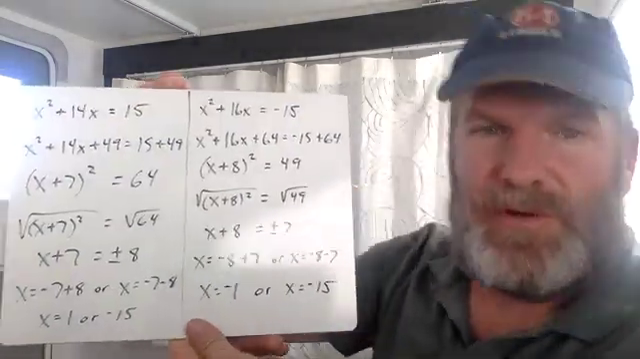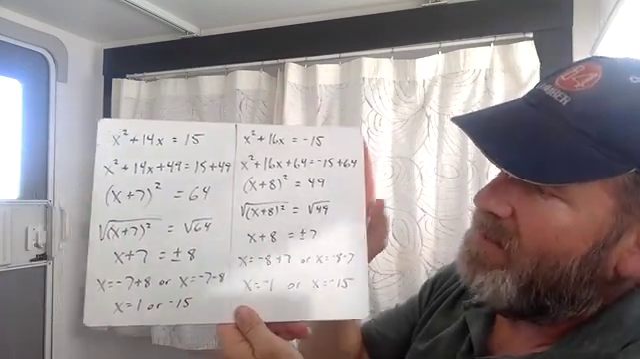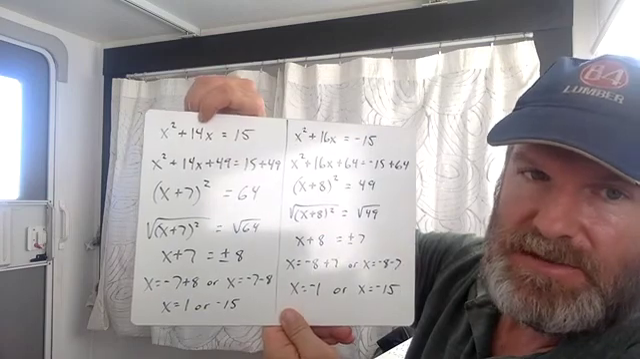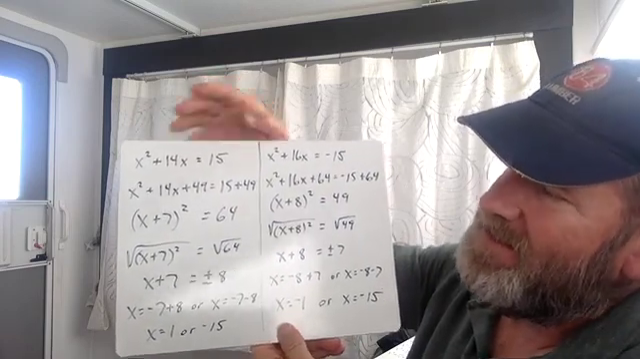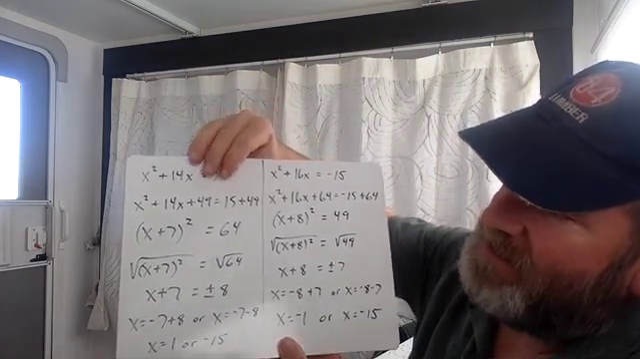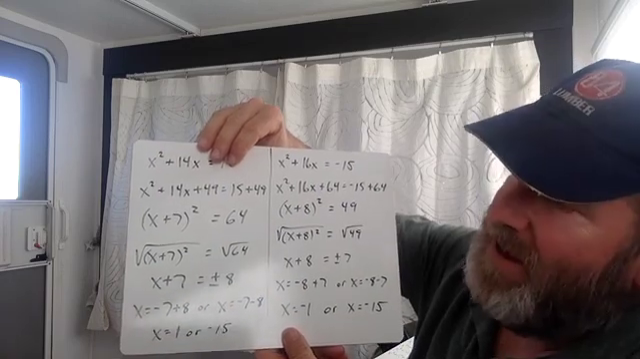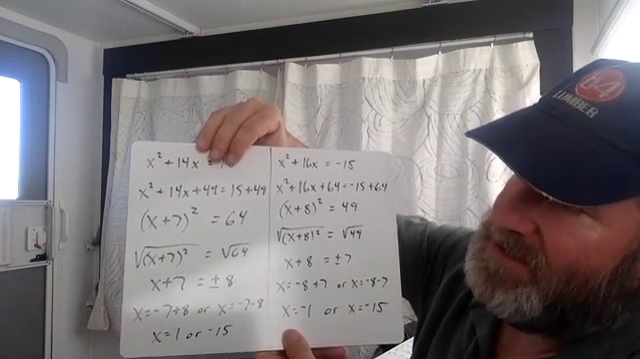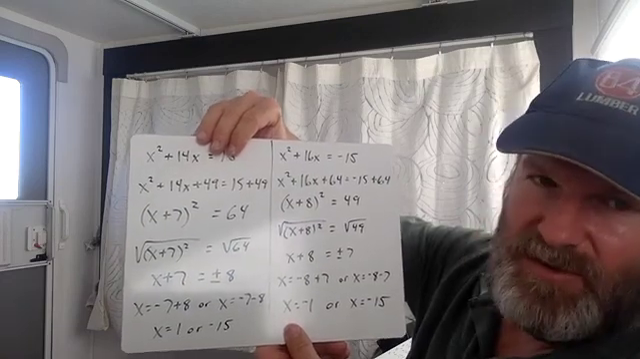So I split my board in half because I gave you 2 examples here, so I'll work through them one at a time with you. So the first example here, x squared plus 14x equals 15. So this is similar to the homework from last night, except last night it was just x squared plus 14x, and it asked you, what would you have to add to x squared plus 14x to make it a perfect square trinomial? Well, that would be the number 49.